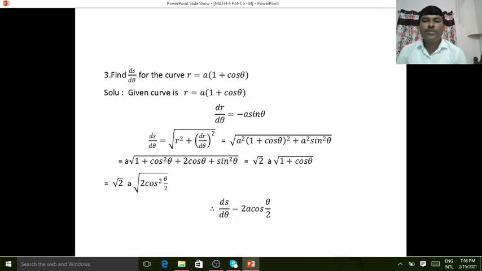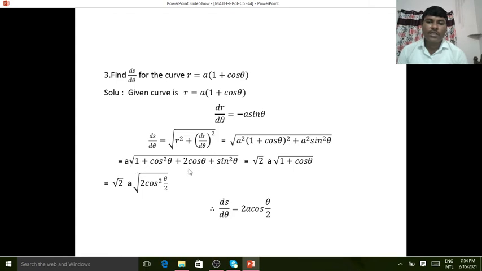And third one is find ds by d theta for the curve r is equal to a into 1 plus cos theta. So here you have to differentiate r with respect to theta, so we get minus a sin theta. Formula for ds by d theta is square root of r square plus dr by d theta whole square. So r square, so squaring this one, and plus dr by d theta whole square is a square sin square theta.